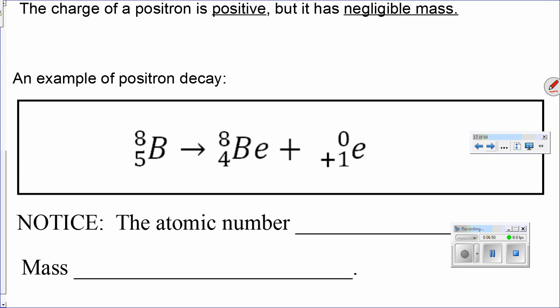A really common example of this is boron transmutating into beryllium. And what you're going to notice here is your atomic number goes down, but your mass number here, again, remember, is going to remain pretty much the same. Not really, but it's negligibly less.